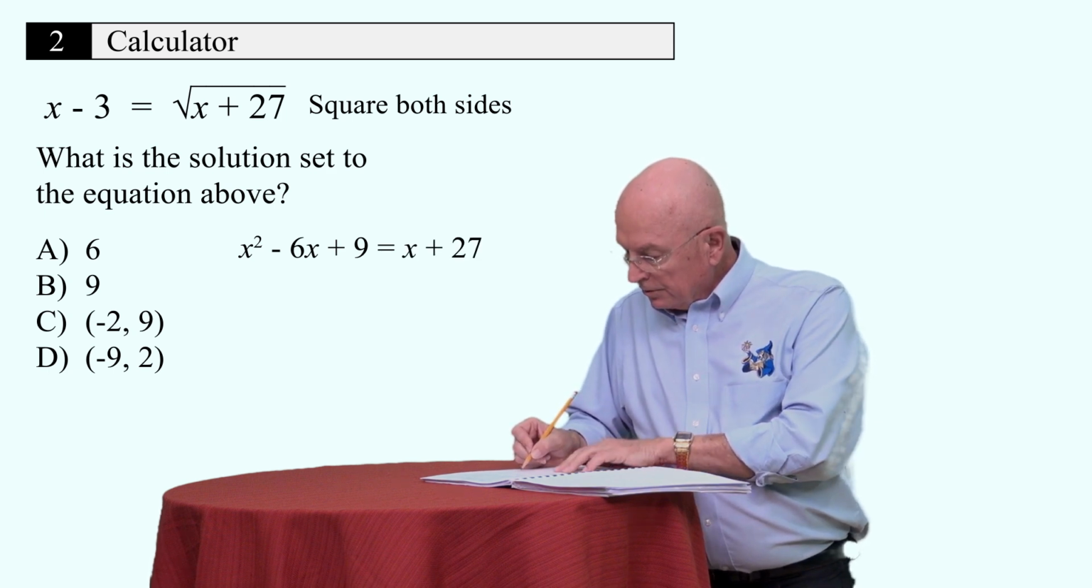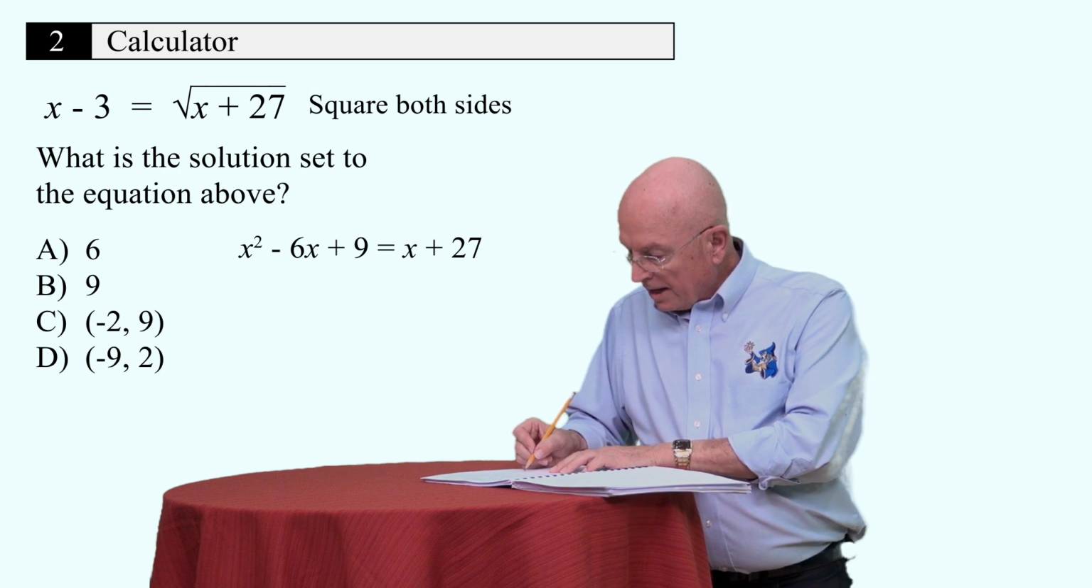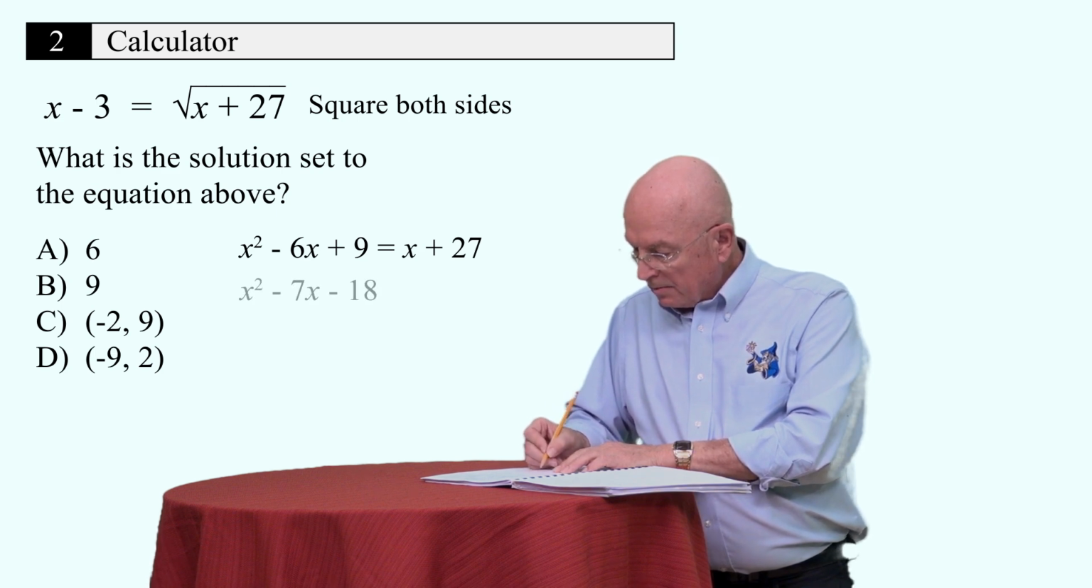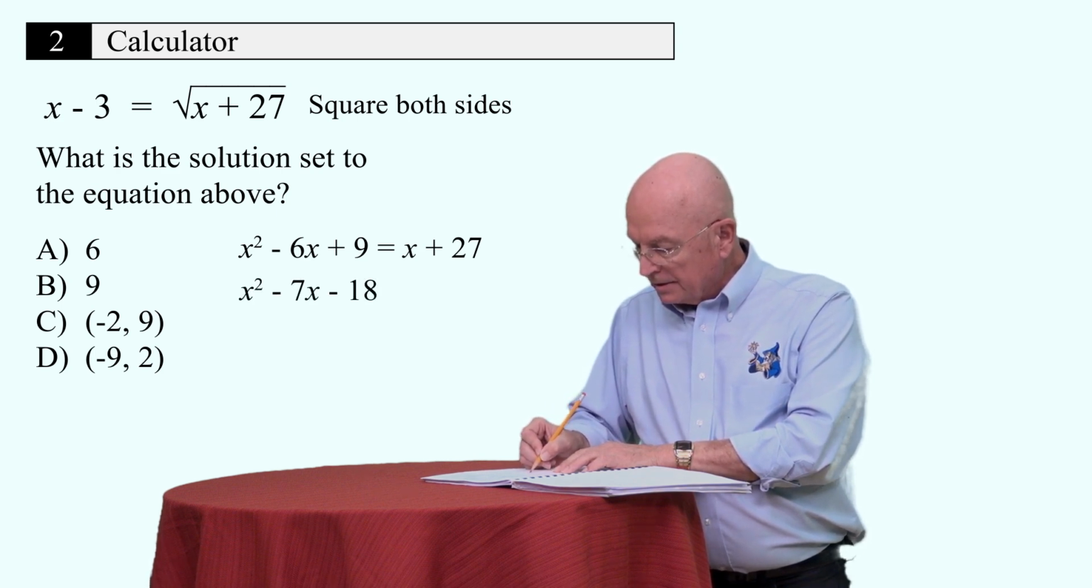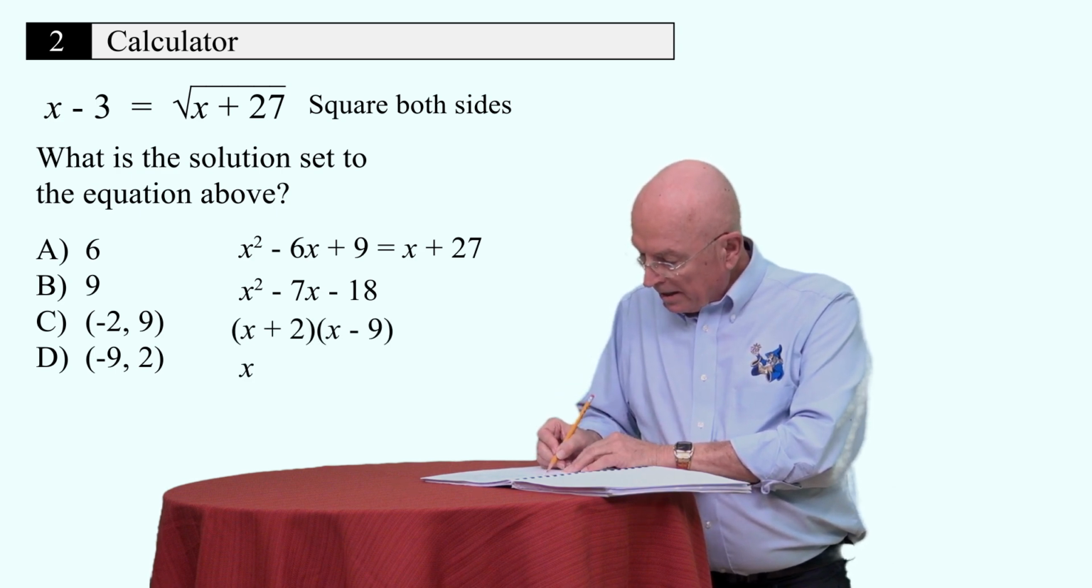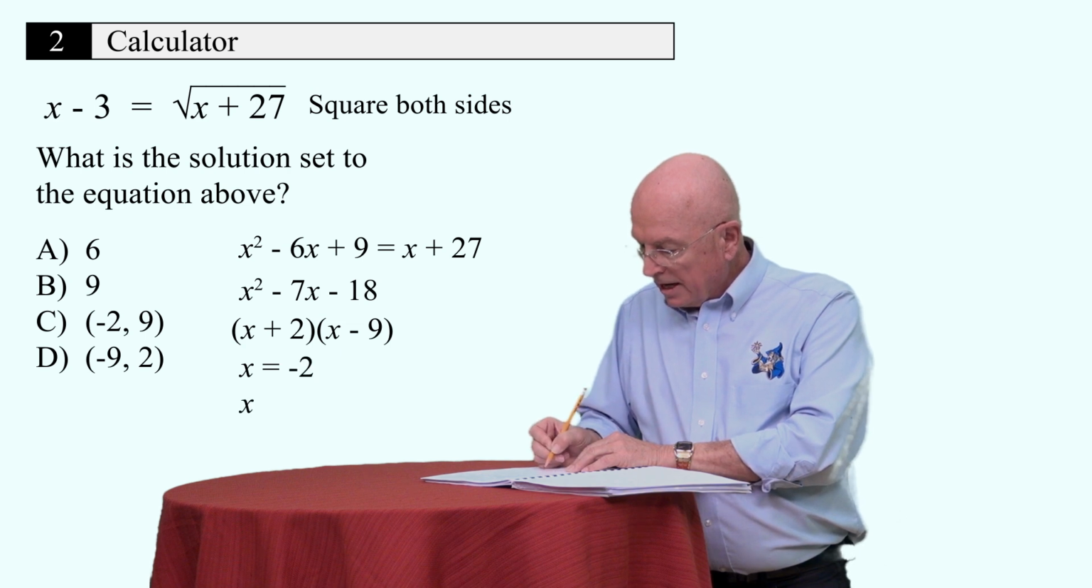Now, you combine the like terms. So we've got an x on the right side, which we have to move over and subtract from the left side. So that leaves us with minus 7x. And then we've got a plus 27, which when we put it over here and subtract 27 from 9, we get minus 18. So now we have x squared minus 7x minus 18. When you factor that, you get x plus 2 and x minus 9. So the solutions to the equation are x can be minus 2 and plus 9.